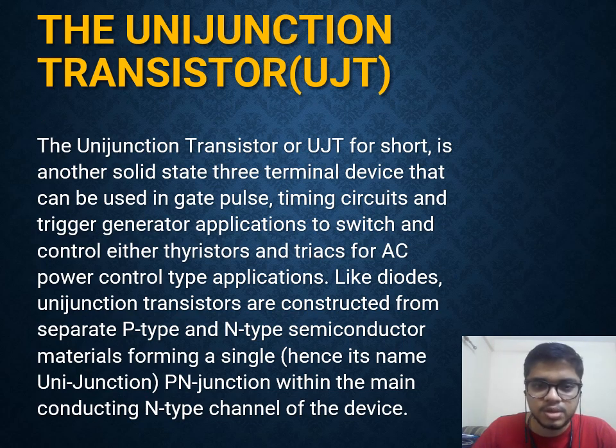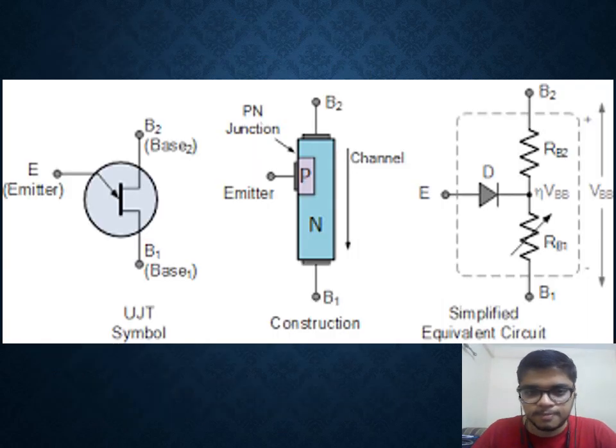The unijunction transistor, UJT for short, is another solid-state three-terminal device. It is used for gate pulse, timing circuits, and trigger generating applications to switch and control thyristors or triacs for AC power control applications. Like diodes, unijunction transistors are constructed from p-type and n-type semiconductor materials, with a single p-n junction within a conducting n-type channel of the device.